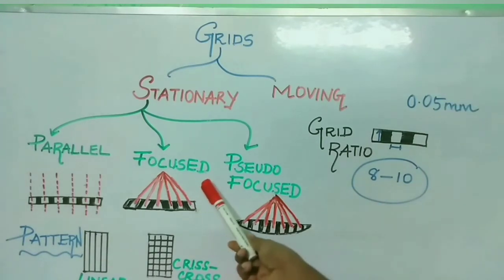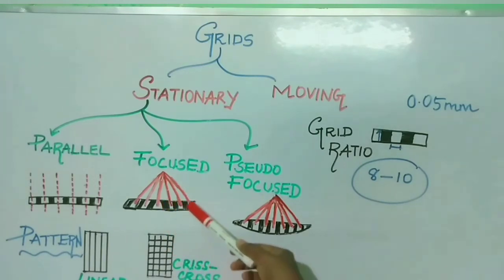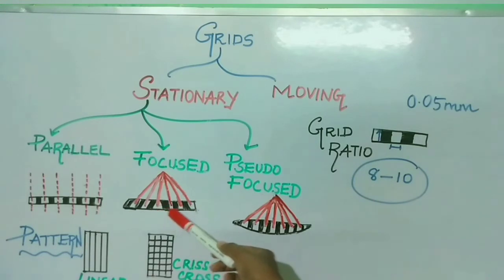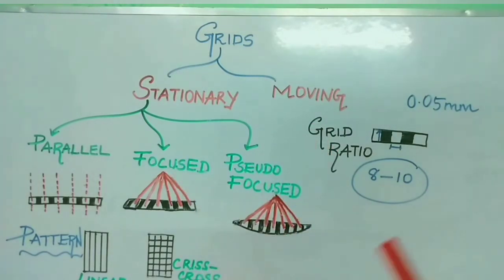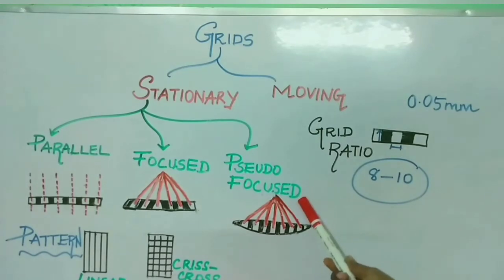Next is the focused grid. It is characterized by progressive angulation of lead strips from the center towards the periphery, so that all the interspaces between the lead strips point at the focal spot. This is to prevent absorption of primary diverging X-ray photons by lead strips. Next is the pseudo-focused grid. Here the height of the grid is reduced progressively from the center towards the periphery. That leads to reduction in grid ratio.